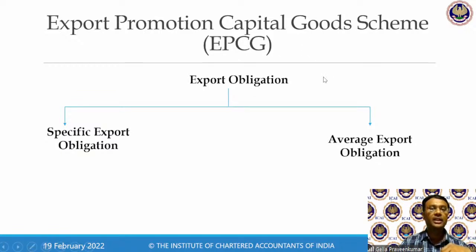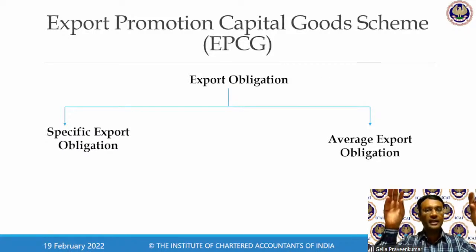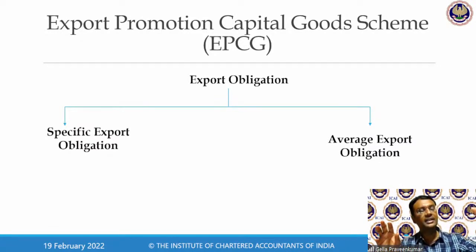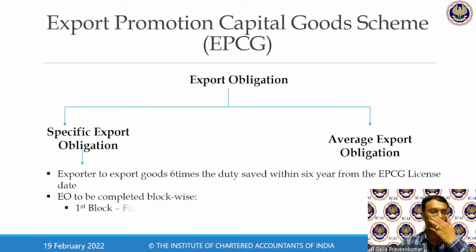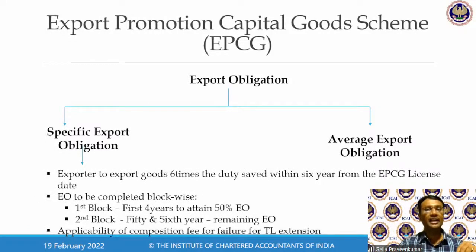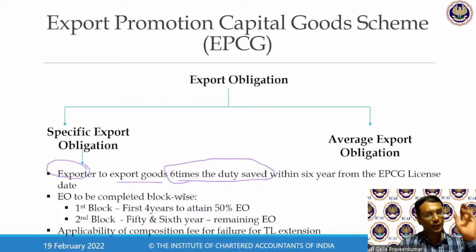They say you have an export obligation. This export obligation, the foreign trade policy identified into 2 buckets. Bucket 1, specific obligation. Bucket 2, average obligation. What is specific obligation? They say, look, Nisha, you have imported this machinery. So being an exporter, you have to export goods. How? 6 times the duty saved. You have saved the customs duty, so you export goods worth 6 times the duty saved.